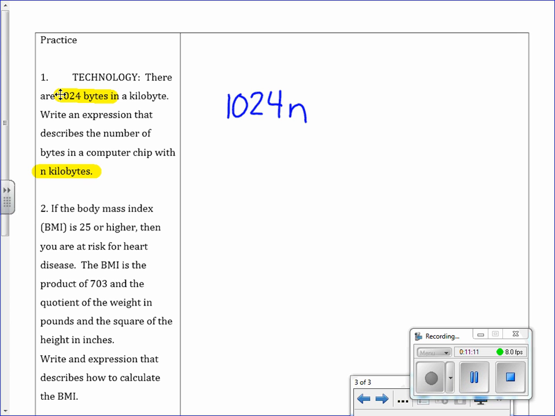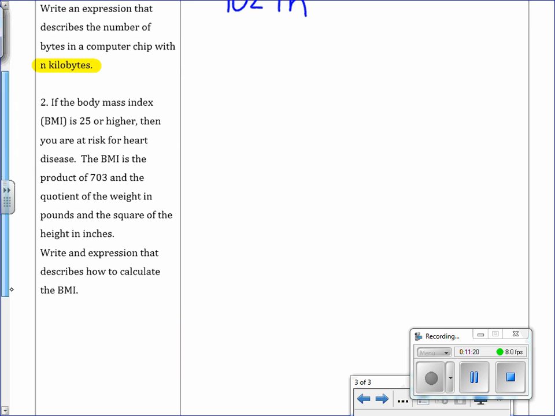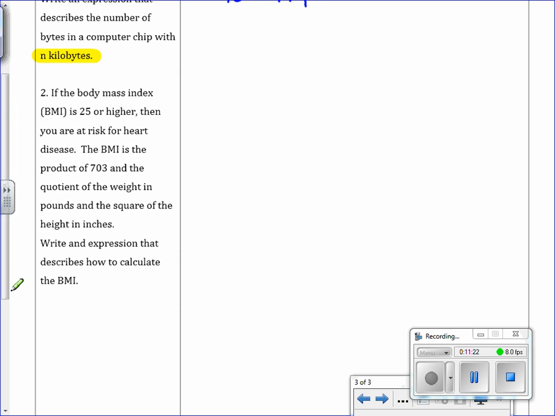The second one gets a little interesting, and to be honest with you, I had to read it a couple times to just make sure that I was reading everything. Because for one thing, I'm not totally familiar with BMI, and for the next thing, there's a lot of terms in here that we need to be aware of. So it says if the body mass index, BMI, is 25 or higher, you're at risk of heart disease. That's nice to know information. That's not need to know information. 25 is not part of our expression.